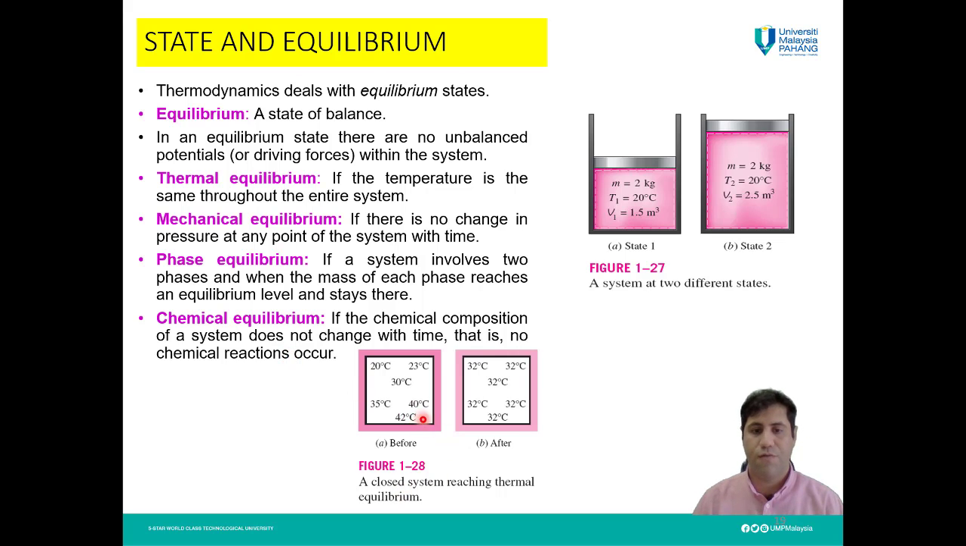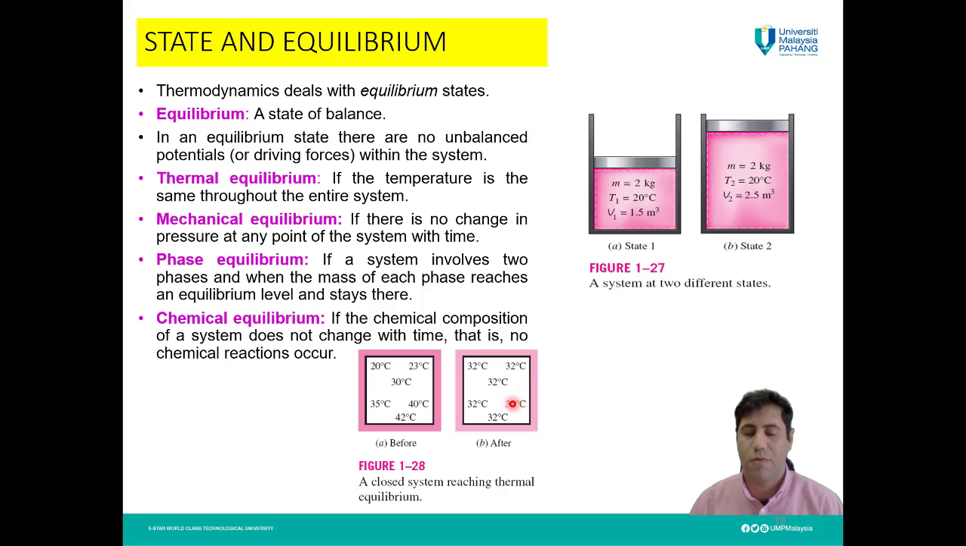You can see here an example of a closed system before and after reaching thermal equilibrium. Here the system is not in thermal equilibrium. You can see 20, 23, 30 degrees Celsius. It is changing after a while.